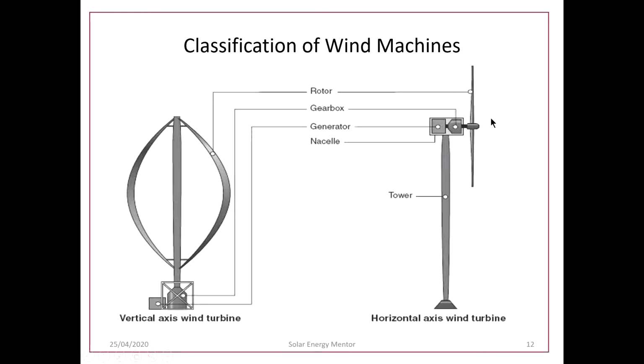A horizontal axis wind turbine or wind machine has a rotor. These are the rotor blades, and it has a gearbox which converts the low RPM into high RPM, and then the generator takes the rotational energy and converts the rotations into electricity. So this is the general working. In vertical axis machines, the same process of flow of energy happens. Here this is a rotor, here a gearbox, and this is a generator.